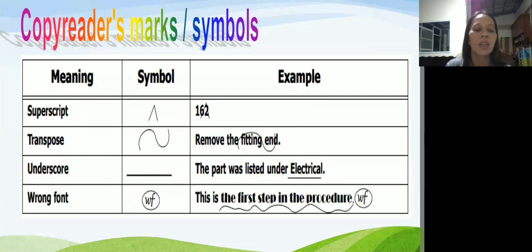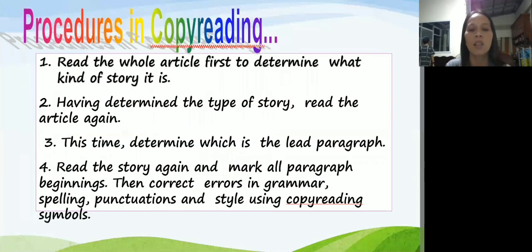Okay. So, magre-review tayo on the symbols. Pero bago tayo mag-review sa symbols, ito yung procedures in copyreading. So you have to read the whole article first and determine what kind of story it is. And then read the article again. You have to read the article twice before determining the lead paragraph. Ano yung lead paragraph? Yun yung first paragraph ng balita.